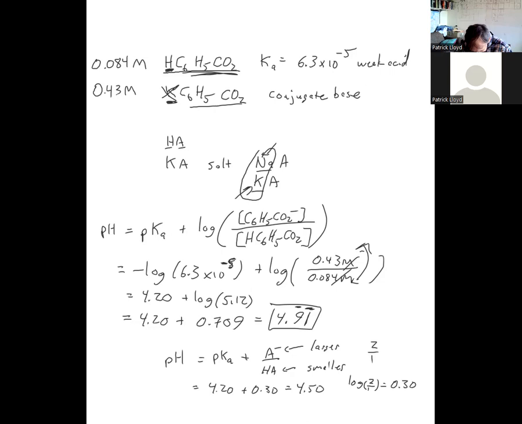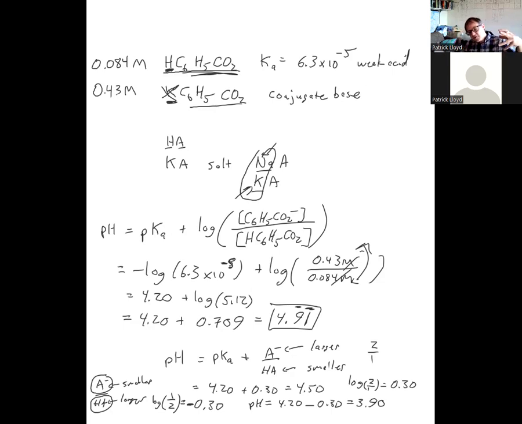On the other hand, if you have A minus is smaller and HA is larger, so for example, 1/2, the log of 1/2 is negative 0.3. It's 0.3, the same number as the log of 2, but it's negative. So that means your pH is going to be 4.20 minus 0.30 or 3.9. So if you have more of the acid than you have of the base, the pH will be lower than the pKa. Okay? Lower than the pKa if you have more acid, higher than the pKa if you have more base.